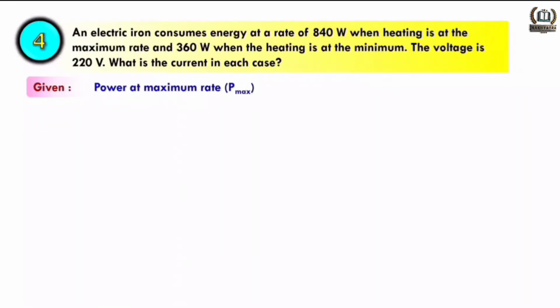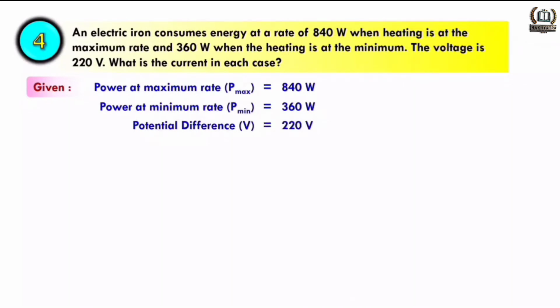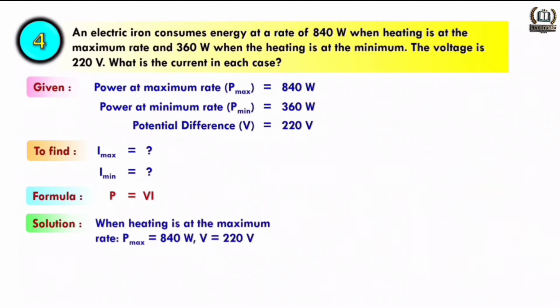Now write the given values. Power at maximum rate, P max equals 840 watt, and power at minimum rate, P minimum equals 360 watt, and the potential difference V equals 220 volt. We have to find the maximum current and the minimum current. So we will use the formula power equals V into I. Let's solve it now. When heating is at the maximum rate, P max equals 840 watt and voltage equals 220 volt. Therefore P max equals V into I max. Therefore I max equals P max by V.